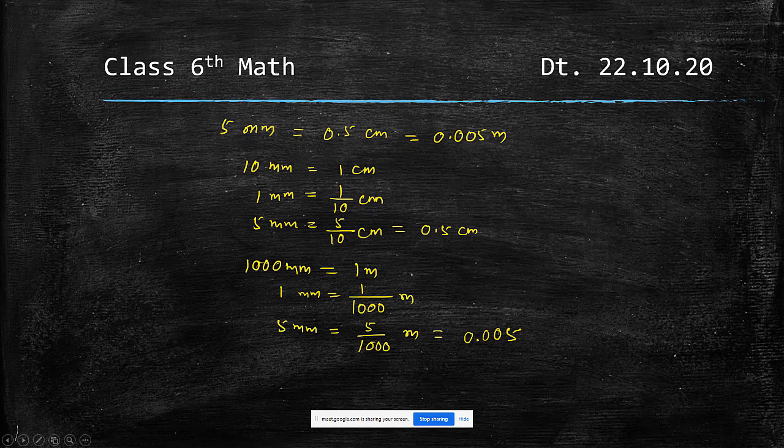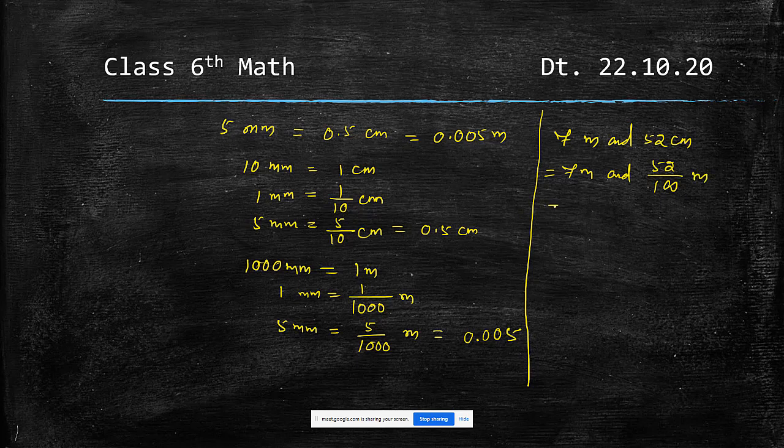Okay. Let us take another example. Suppose 7 meter and 52 centimeter. So it can be written as 7 meter and 52 divided by 100 meter, or 7 meter and 0.52 meter, means 7.52 meter. Okay.